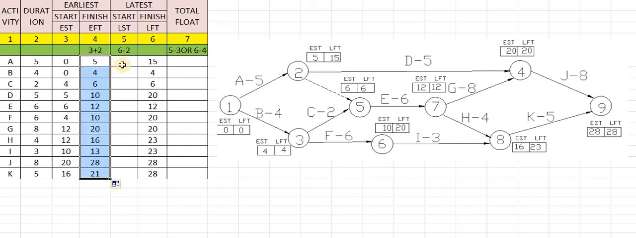What about the LST? LST we can calculate as LFT minus duration. When the duration is deducted, the value will be the LST. That means this will be equal to this value minus the duration values.